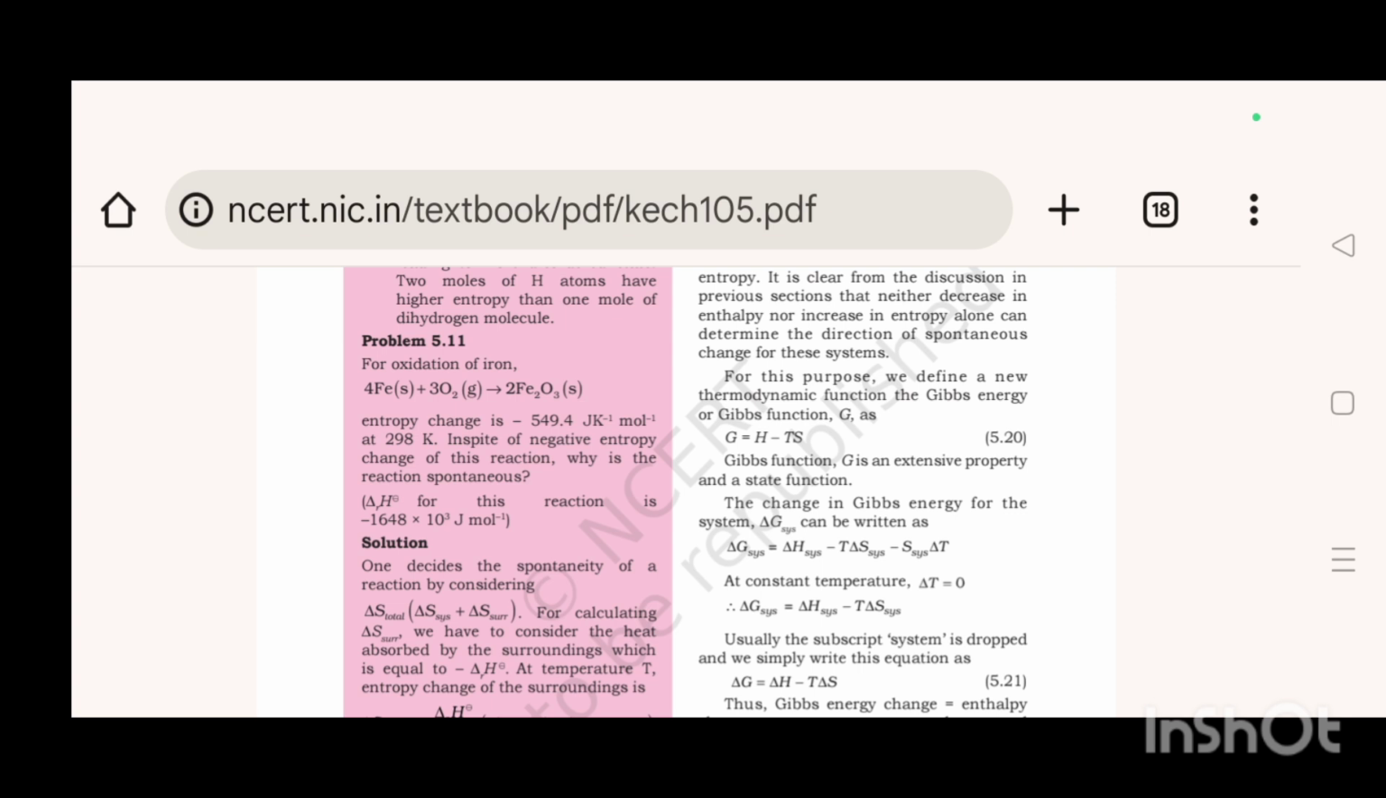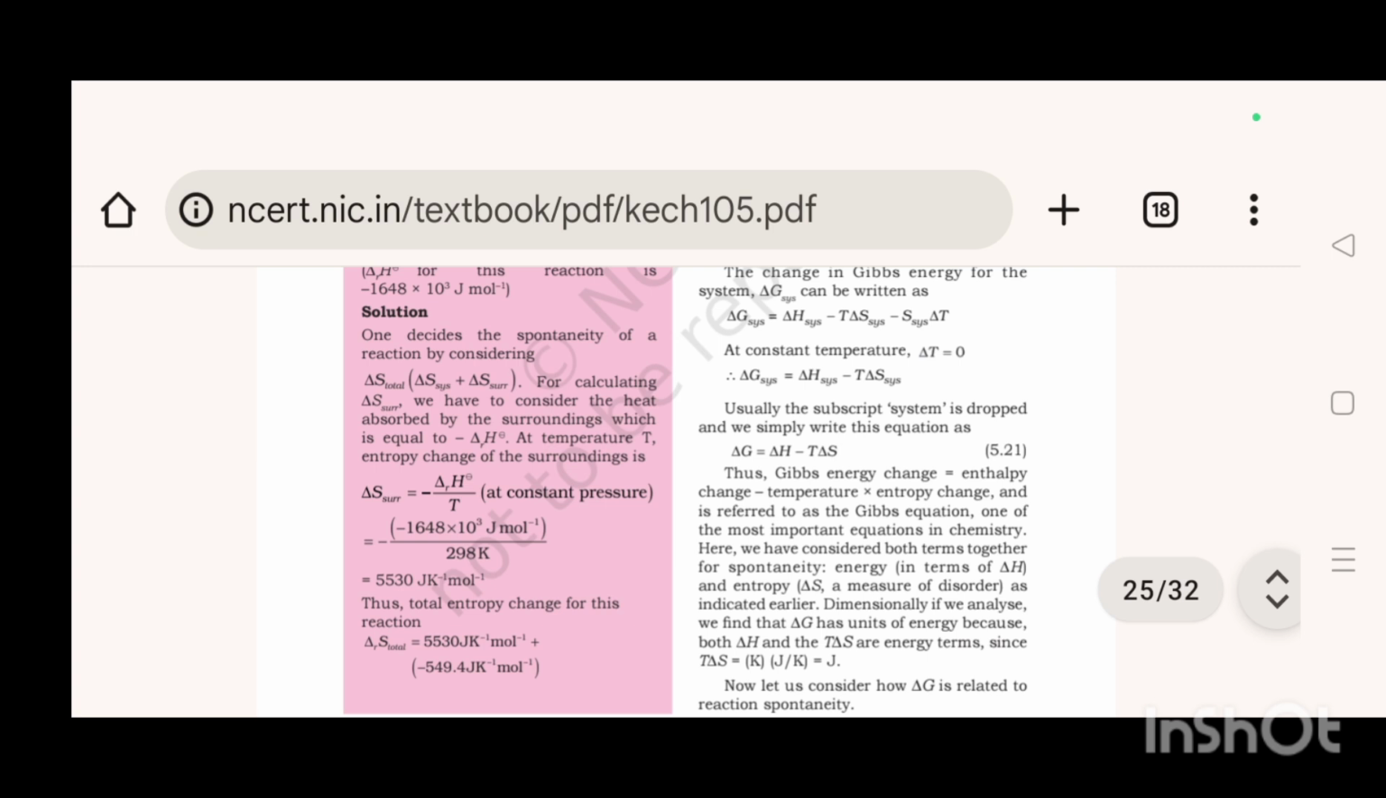At constant temperature, delta T equals 0, therefore delta G system equals delta H system minus T delta S system. Usually the subscript system is dropped, and we write the equation as delta G equals delta H minus T delta S. Thus Gibbs energy change equals enthalpy change minus temperature times entropy change, and is referred to as the Gibbs equation, one of the most important equations in chemistry.